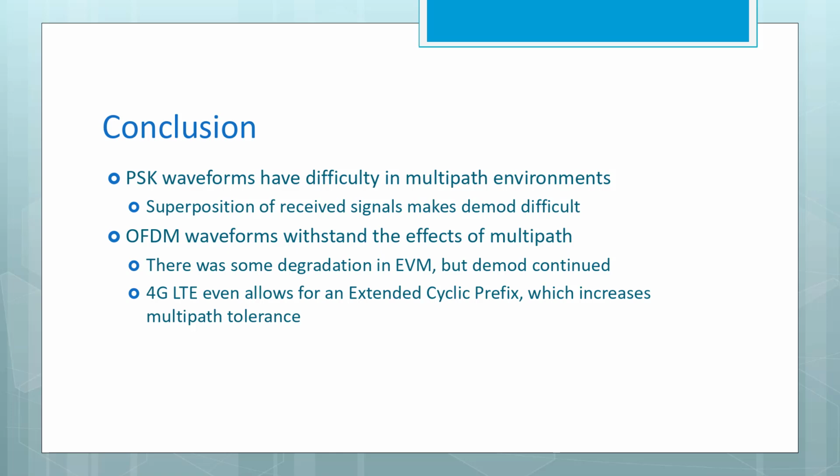That superposition, that adding of signals to signals makes the DMOD struggle to be able to recover the waveform. The OFDM waveforms withstand the effects of multipath much better. There was some degradation in EVM, but the DMOD continued. 4G LTE, as an example of OFDM, even allows for an extended cyclic prefix, which increases the multipath tolerance even greater than the example that we ran here.